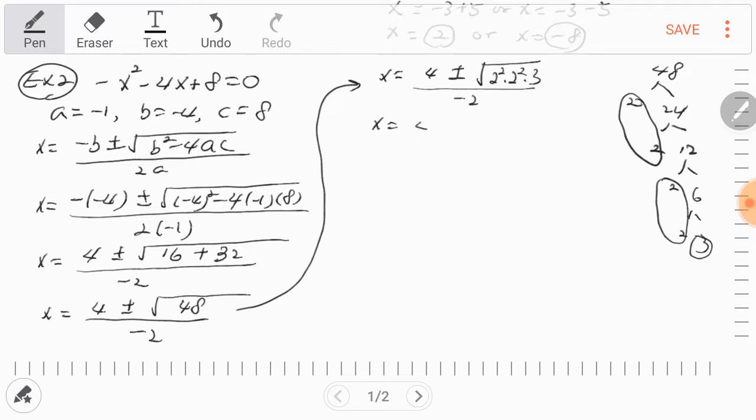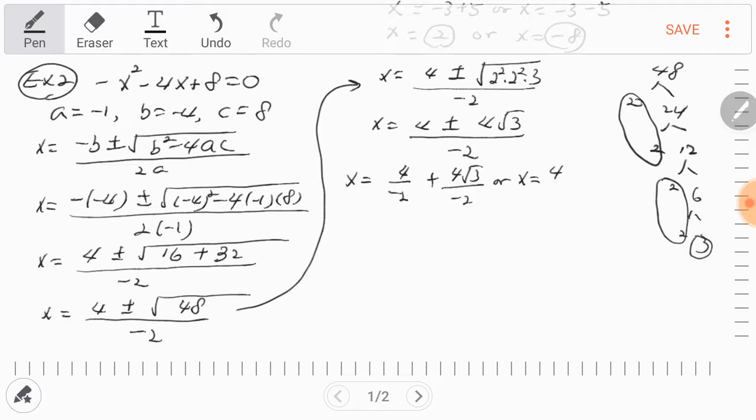Then x equals 4 plus or minus, 2 out, 2 out. So 2 times 2 is 4, 4 square root of 3 over negative 2. Then finally we have two values. Let's separate 4 over negative 2 plus 4 square root of 3 over negative 2. Separate the numerator.